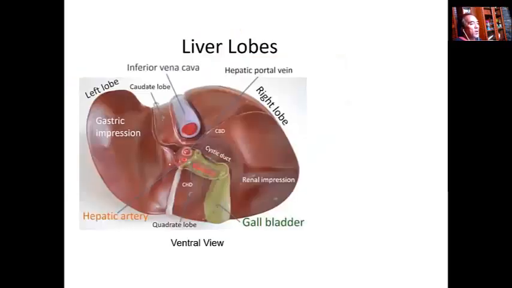Okay, now I'm actually looking at the posterior view. This is the ventral portion. Okay, this is called the ventral. It's black color or blue.